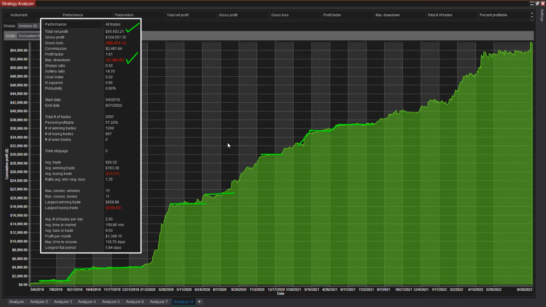All right, look at this monthly histogram of the net profit. Out of the 40 months since May 6th, we have 1, 2, 3 losing months. The biggest losing month is less than $500, trading one micro contract. And this 55K is on one micro contract.